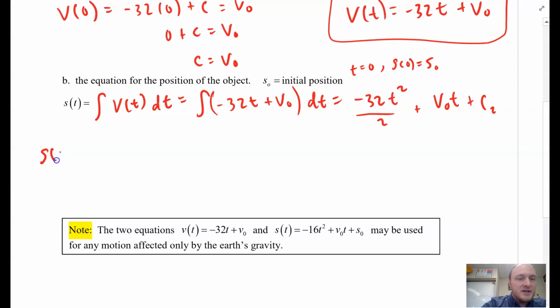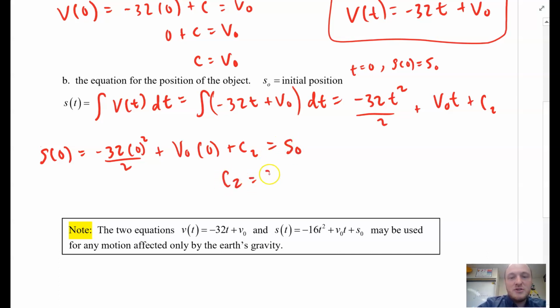So we'll go ahead and do this. So S sub 0 is equal to negative 32 t squared over 2. I know I could clean that up, but there's really like no point. Oh wait, I forgot. T is 0, okay, times 0 squared plus v sub o times 0. So all of this really, what's happening? It's disappearing, okay?